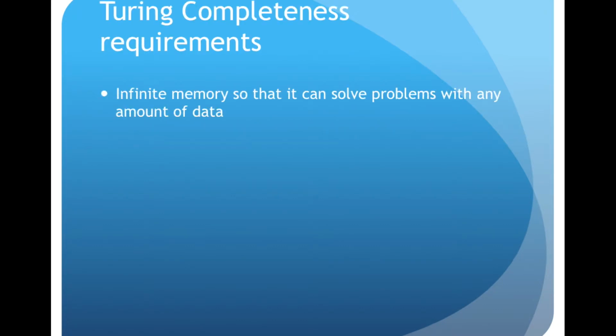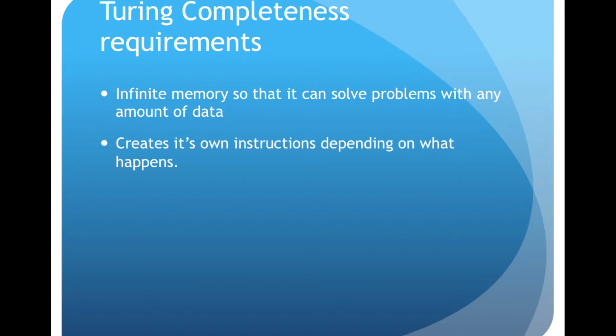The first one is that it needs to have an infinite amount of memory, because if you want to solve any problem, you need an infinite amount of possible data. You could have a googolplex squared digits or something, and you would still have to represent it. So you're going to need an infinite amount of memory. The next thing is that it has to be able to decide what to do next and create its own instructions depending on what happens.